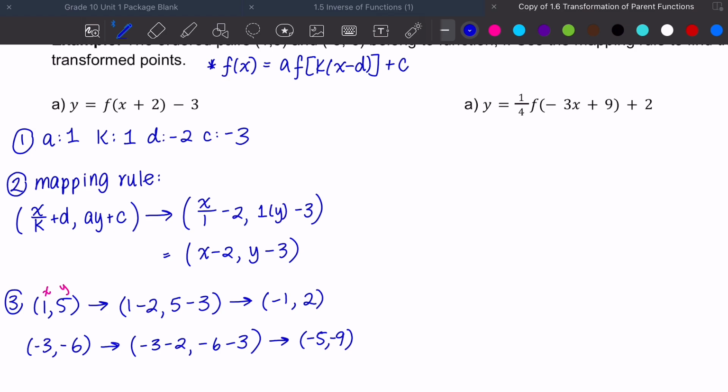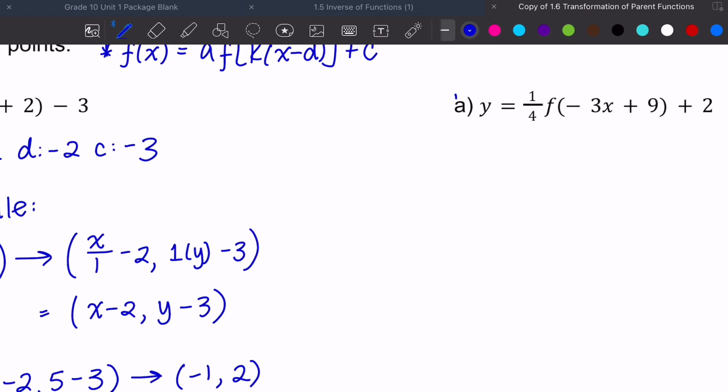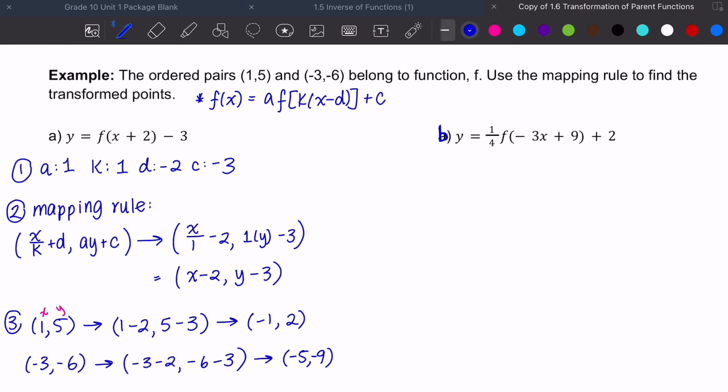Perfect. That was a nice little easy one. I realize I have 2 A's here. Okay, B. So the second one, I see, it's got more happening.